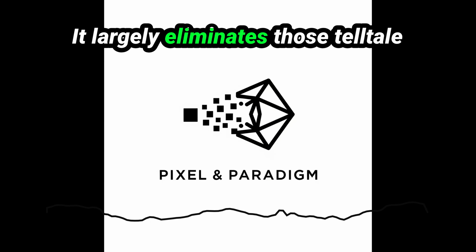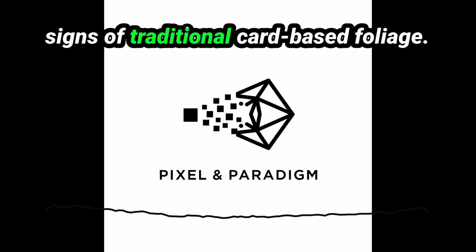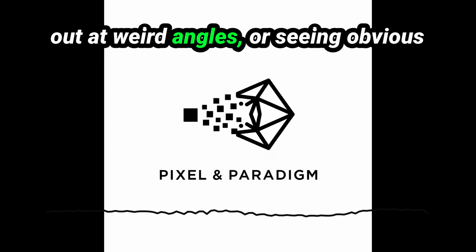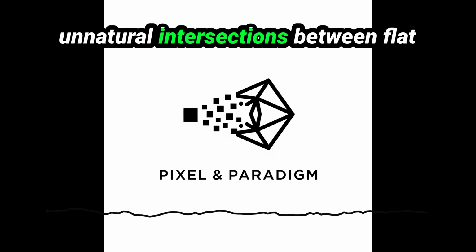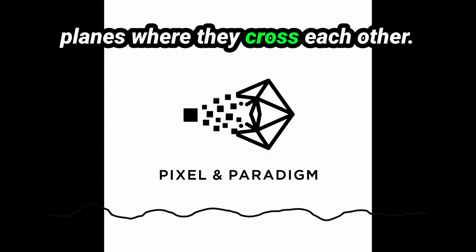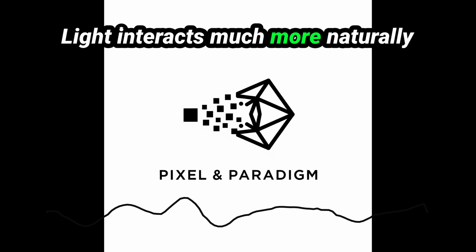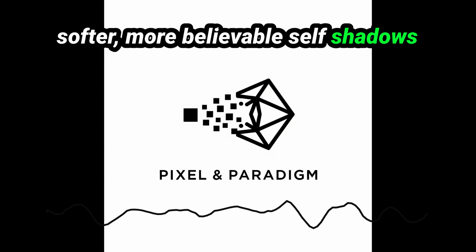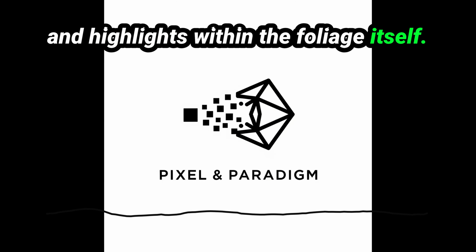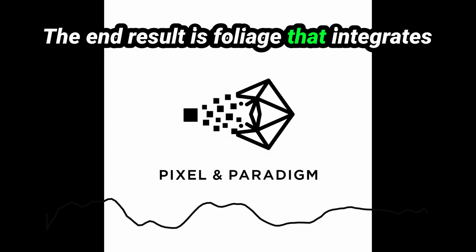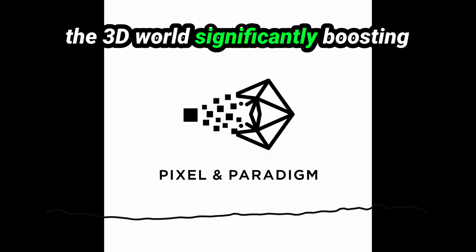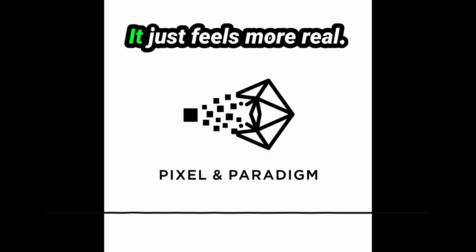Yes, it largely eliminates those telltale signs of traditional card-based foliage, seeing those paper-thin edges sticking out at weird angles, or seeing obvious unnatural intersections between flat planes where they cross each other. Light interacts much more naturally with these volumetric forms, creating softer, more believable self-shadows and highlights within the foliage itself. The end result is foliage that integrates seamlessly and convincingly into the 3D world, significantly boosting the player's sense of immersion. It just feels more real.